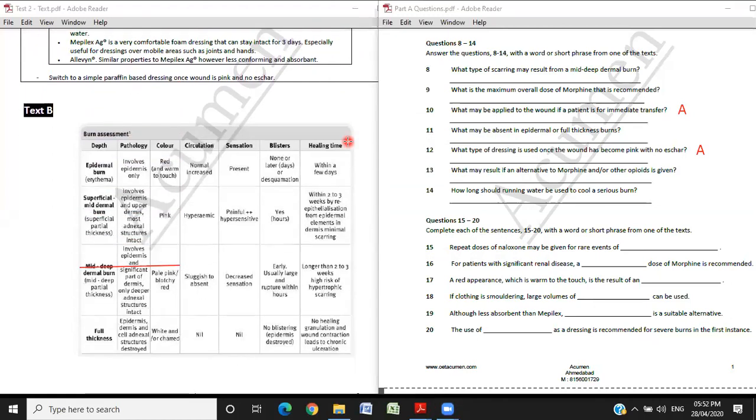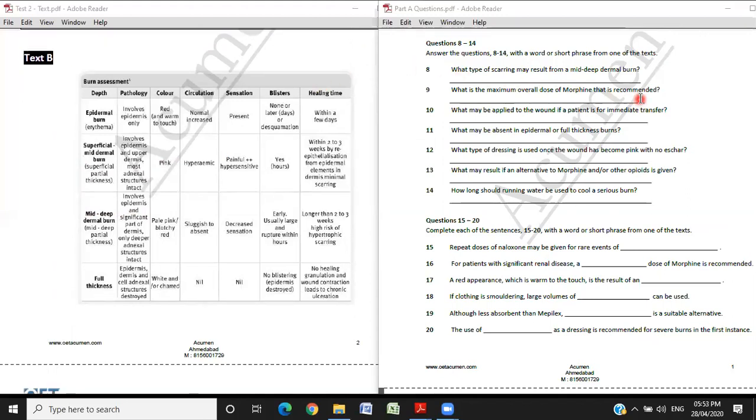Okay, now text B. Find out the answers from text B. Question 8 we have already answered. The 11th can be found from text B. Absent, okay, and full thickness burns.